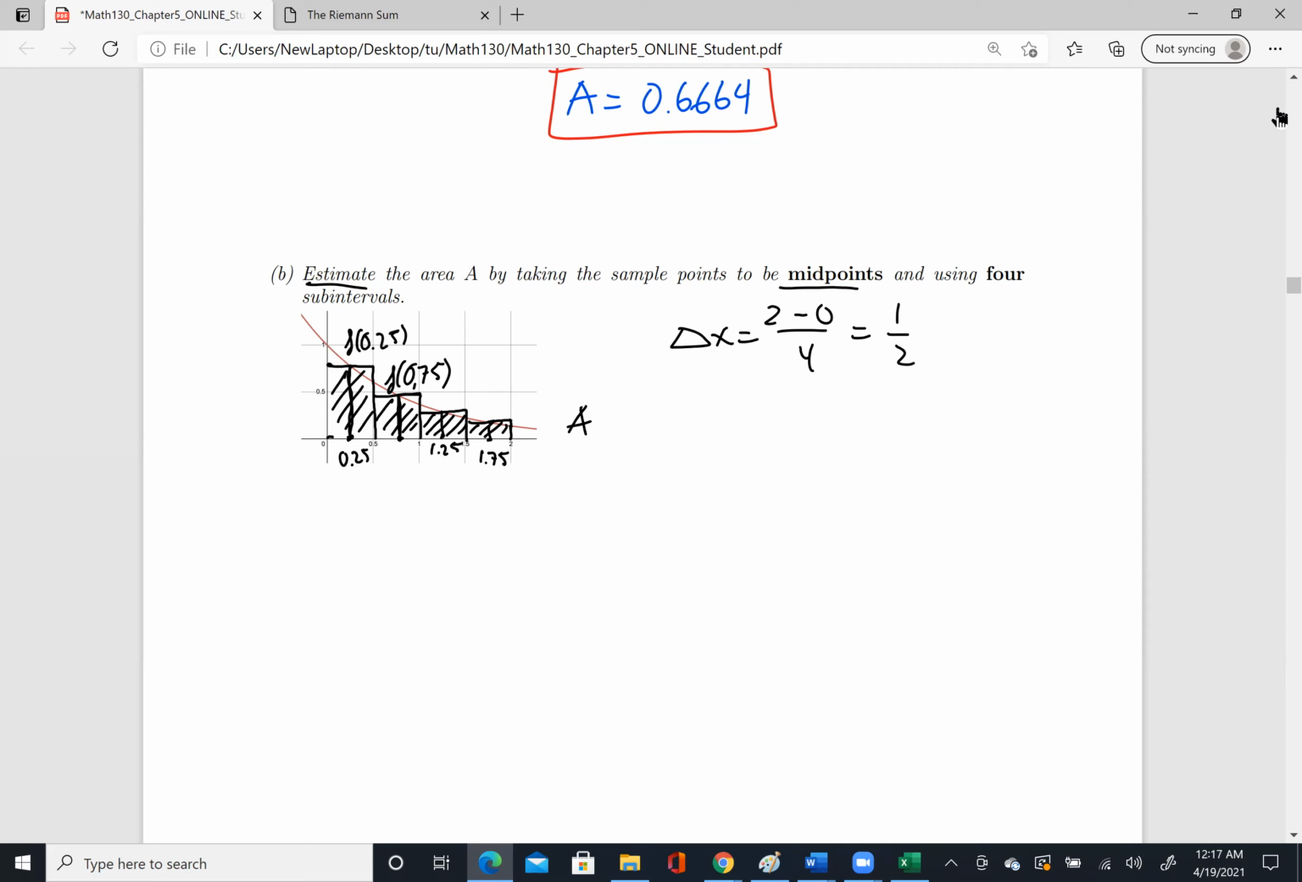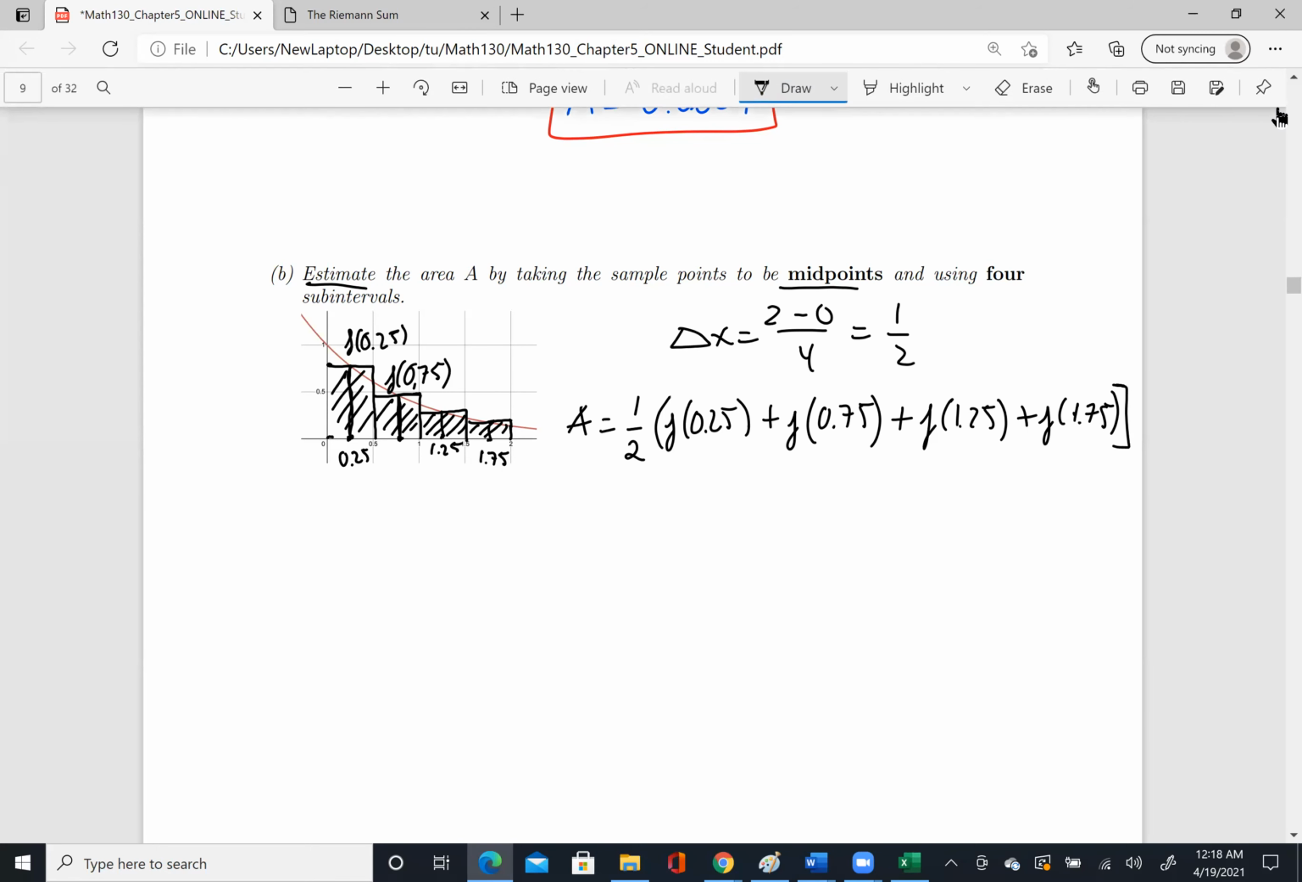So A will be equal to 1/2 times, let's factor it, f of 0.25 plus f of 0.75 plus f of 1.25 plus f of 1.75. Right, you see that?